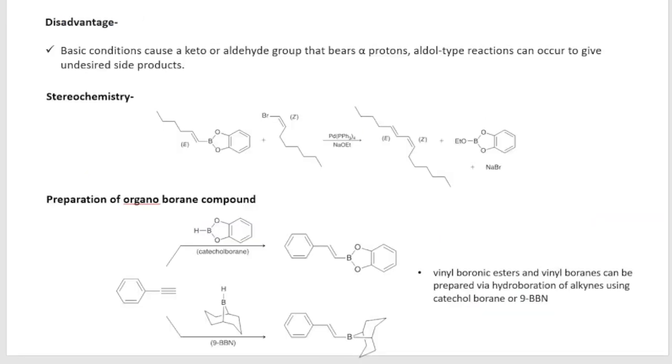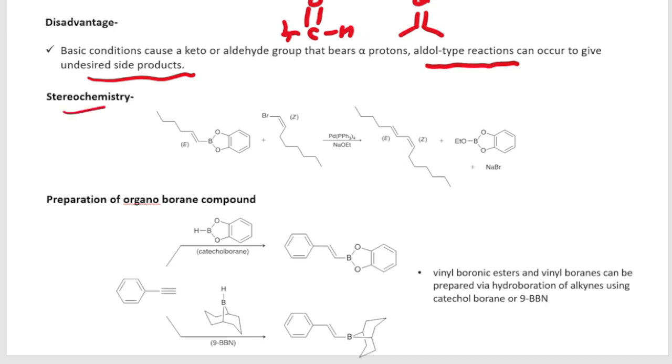So what are the disadvantages of Suzuki reaction? If there is an aldehyde group with alpha hydrogen and also a ketone having alpha hydrogen, this will go under aldol type of reaction and give you undesired products. Regarding stereochemistry, there remains retention of configuration. E reacting with Z, you will get an EZ compound. So there is retention of configuration.